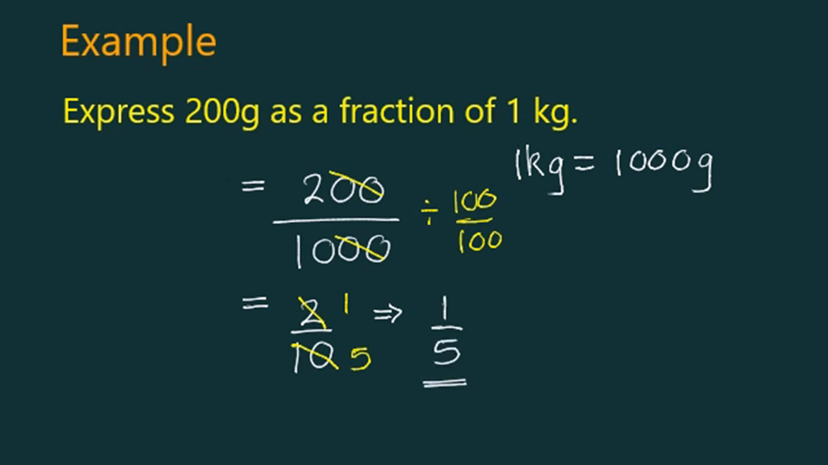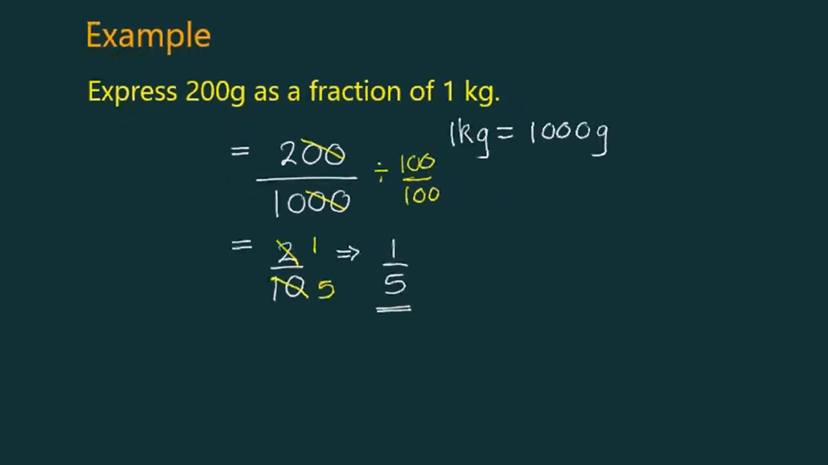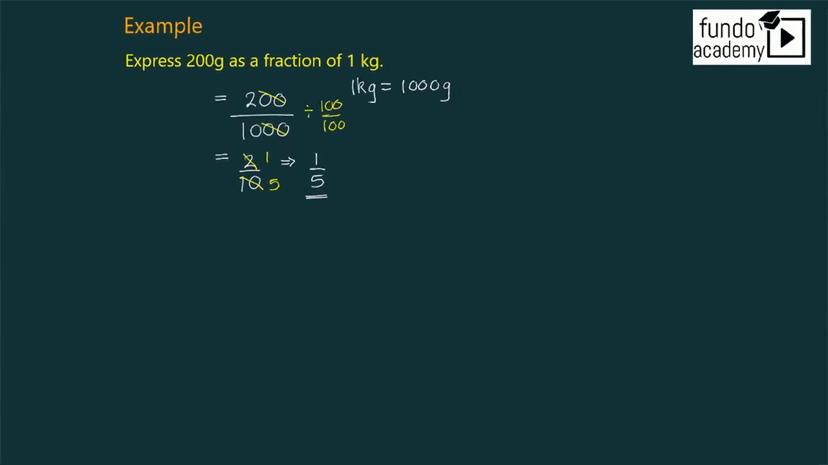So that is the fraction. We have expressed 200 grams as a fraction of a kg, so it comes out as 1 over 5. Remember, no units in this case. Another example here, express 15 seconds as a fraction of 2 minutes.